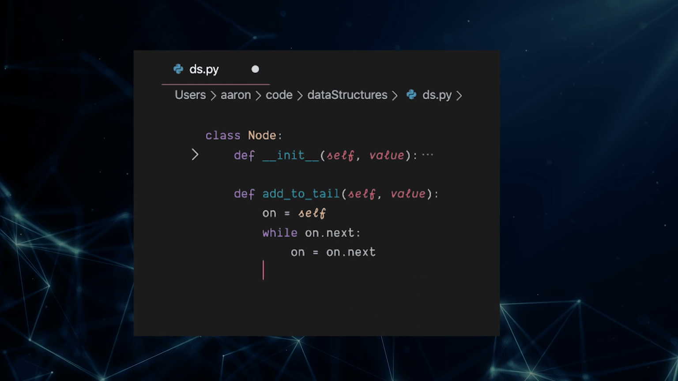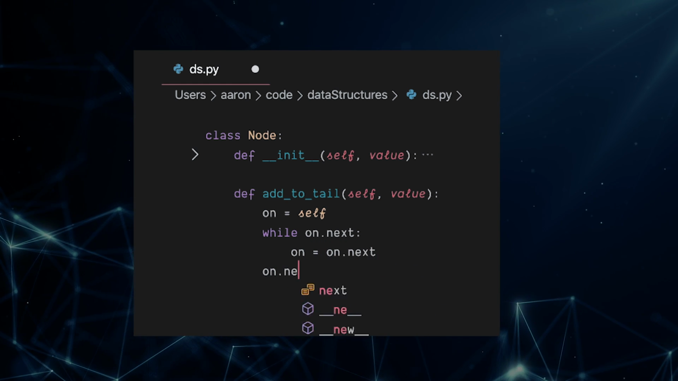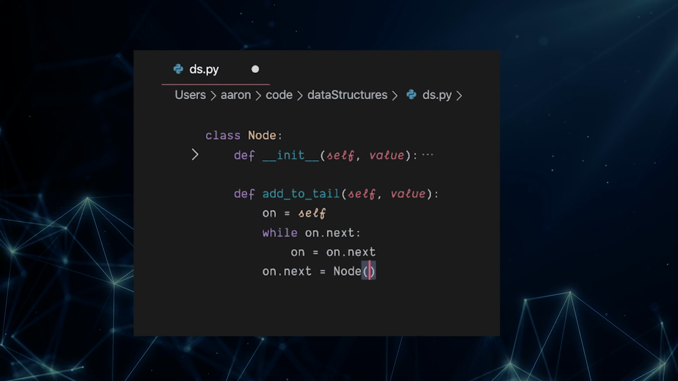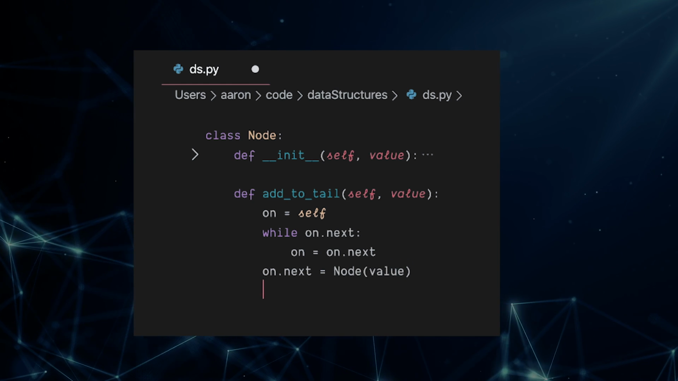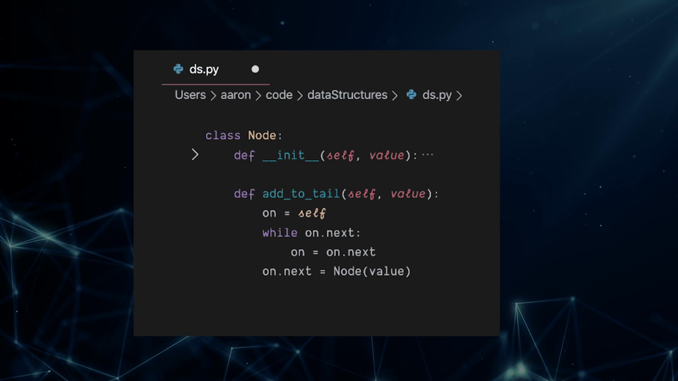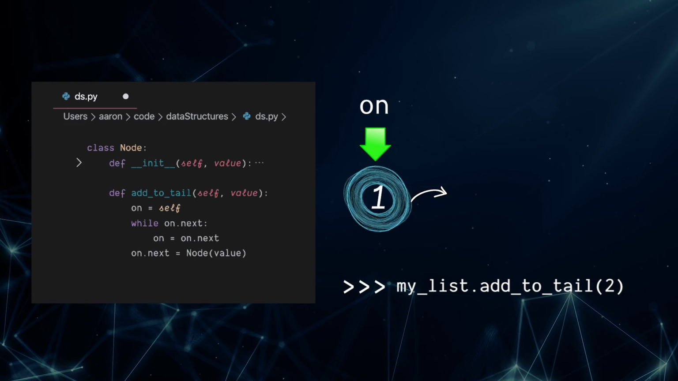Finally, in the body of the loop, we'll advance on forward. Then after our loop breaks, we'll set on.next to a new node, that is, the node being added to the tail. We've written our code, so let's see the add to tail method in action.